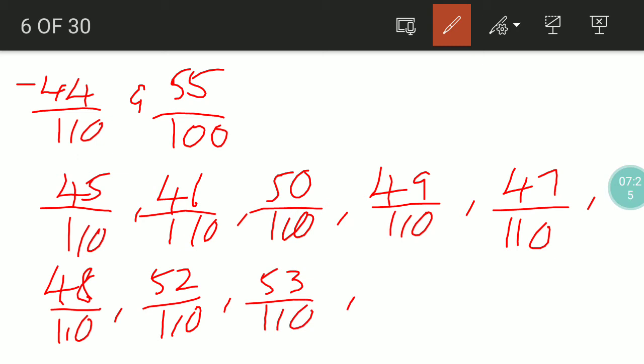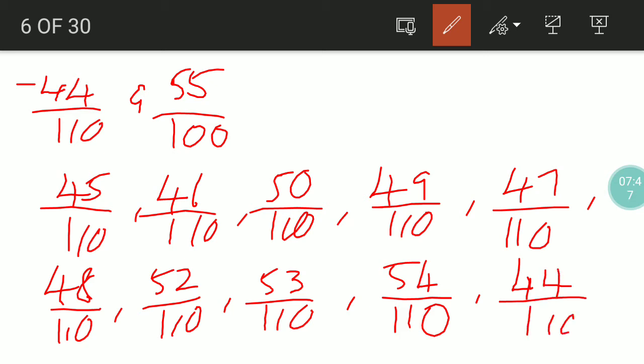Next, 8 we have written, right? Now we can write 0 by 110 also. Okay, so no issues with that. Now we can also write 54 by 110, 46 by 110. I can write even 44, right? Yes, that's it. So between these two we can write any number of rationals, right? So now we will see the fifth question.